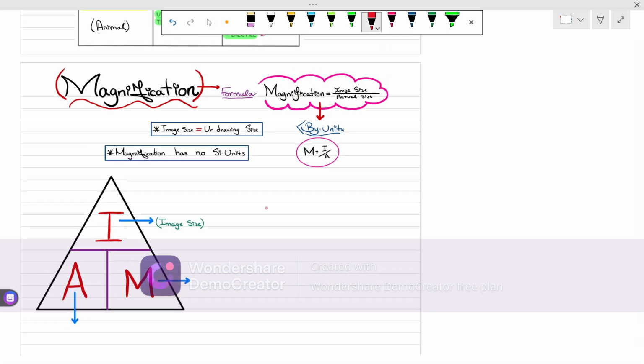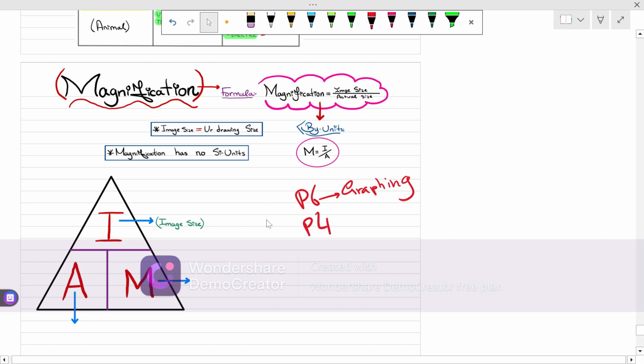Alright. Now we are done with all the theoretical part regarding chapter 2. The last part is for paper 6 and paper 4. This will usually come in calculation questions, mostly in paper 6 regarding graphing questions, especially in the new syllabus. Magnification. This comes in all paper 6 questions, and it's very important to remember the formula of magnification and the conversion units.